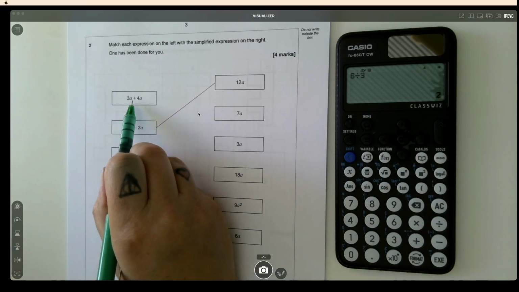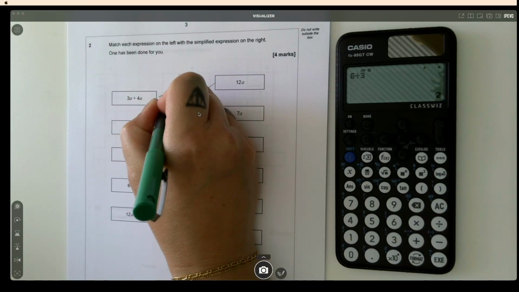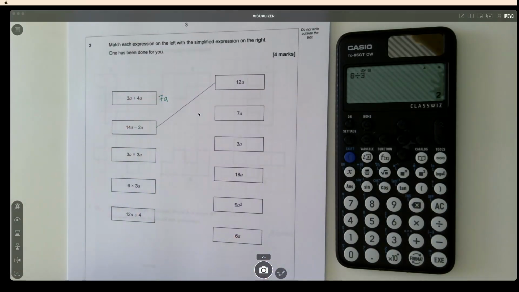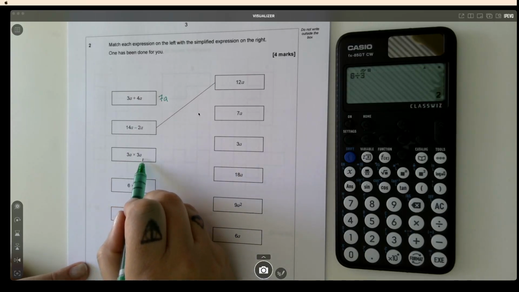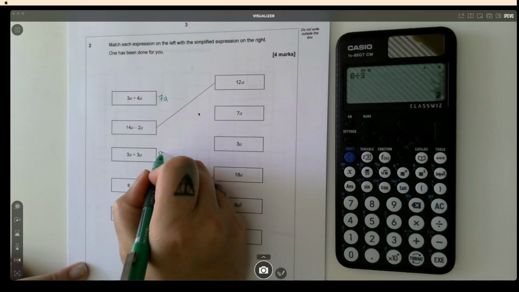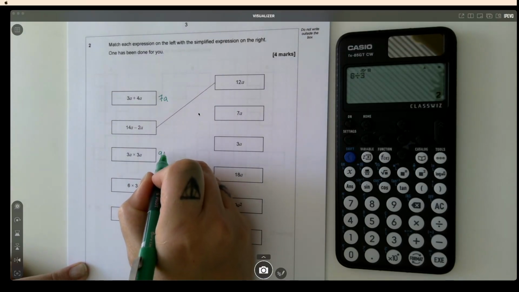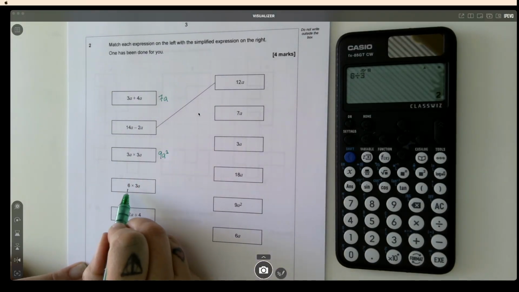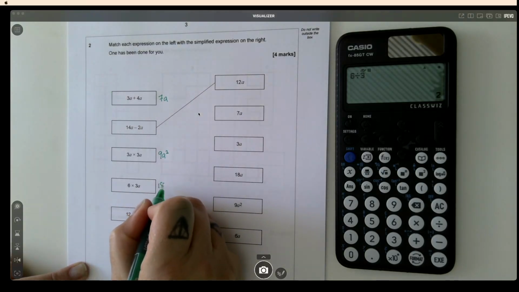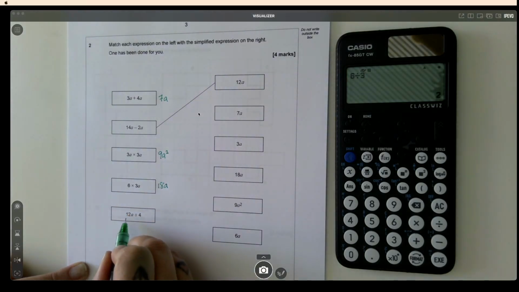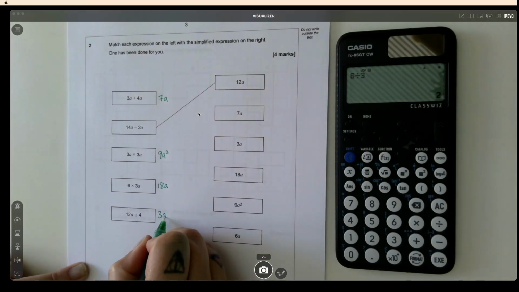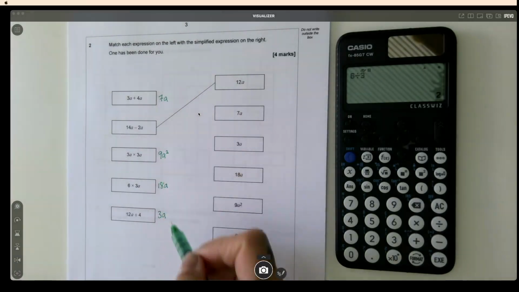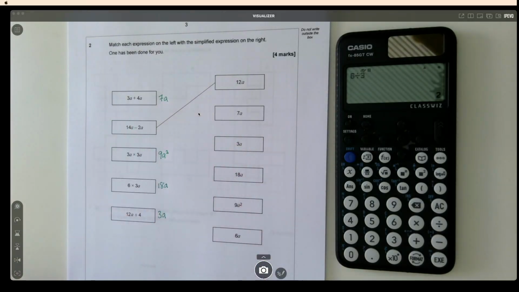So 3a add 4a is 7a in total. 3a times 3a, so 3 times 3 is 9. A times a would be a squared. 6 times 3a, 6 times 3, 18a. And then 12a divided by 4. Well, 12 divided by 4 is 3, so that would leave me with 3a. So now I know what they simplify to. I can match them up to the other side.